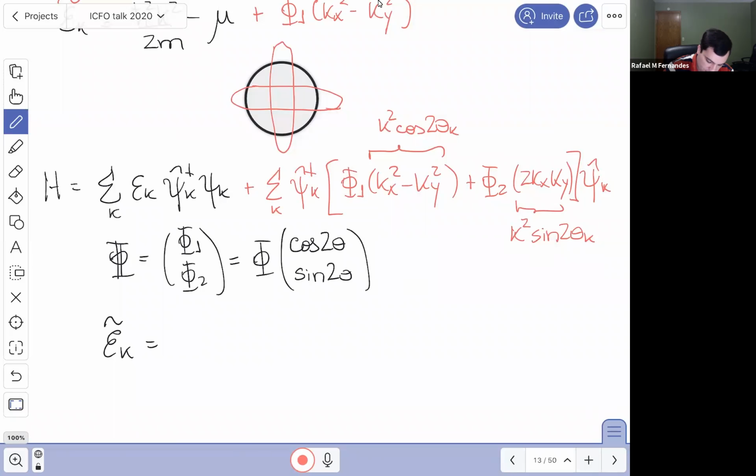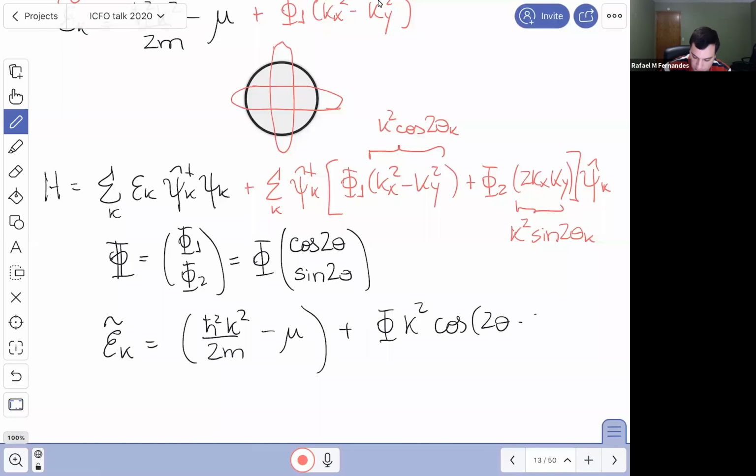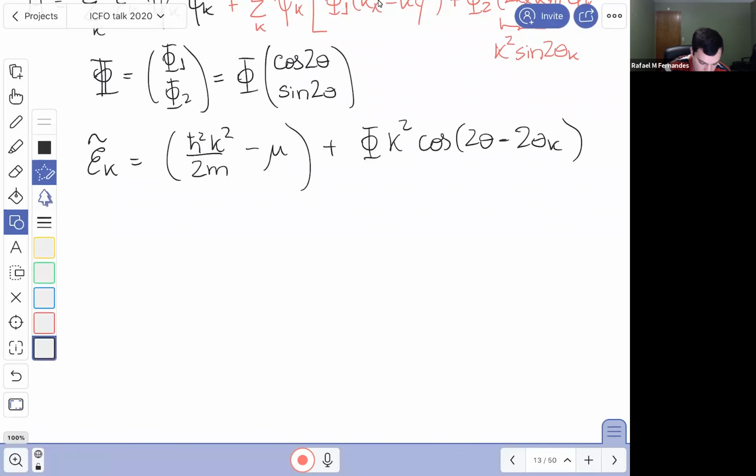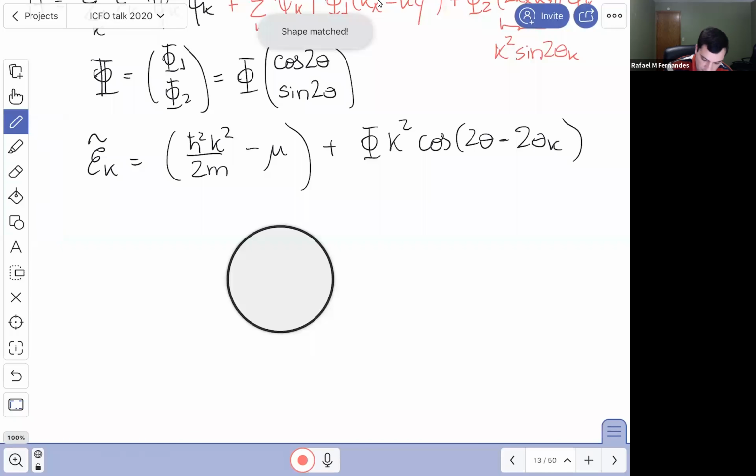If I just substitute it there where I wrote it, what you see is that my new dispersion is the dispersion that I had earlier, the free dispersion. But now this second part becomes phi k squared cosine of 2 theta minus 2 theta k. You just substitute it there. This is nothing but the equation of a generic ellipse. So if I just draw here my Fermi surface, my ellipse now can point in any direction I want; the major axis can point in any direction. This angle here is going to be theta. So this is the nematic director.